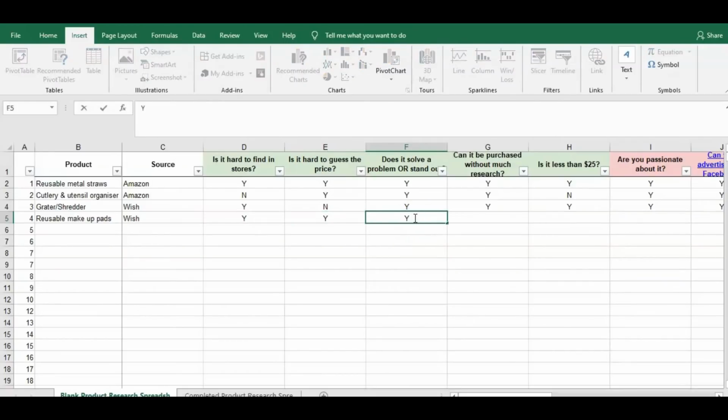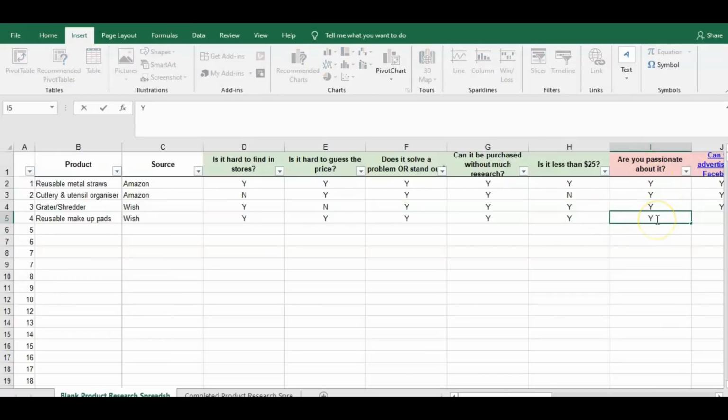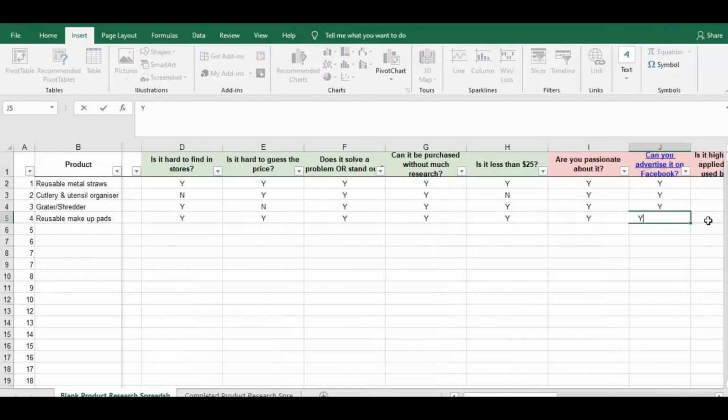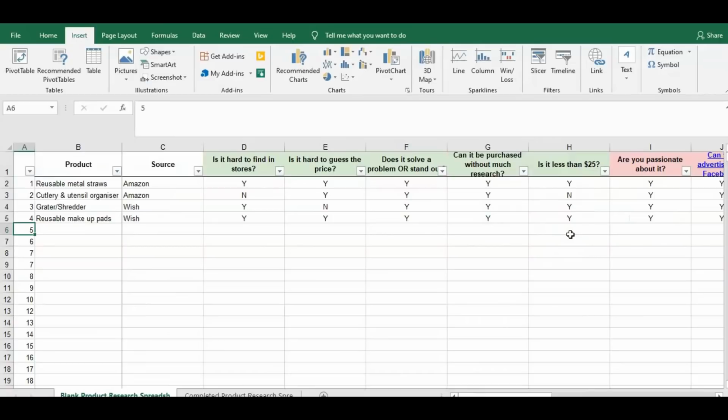Yes, because let's face it, we use a lot of cotton pads, cotton wool pads. I think you would purchase it without much research. I know we've got a lot of yeses here, and it is less than £25. And I'm passionate about it, yes, because I love reusable items. I can put them on Facebook. It's not high risk. So there we go.